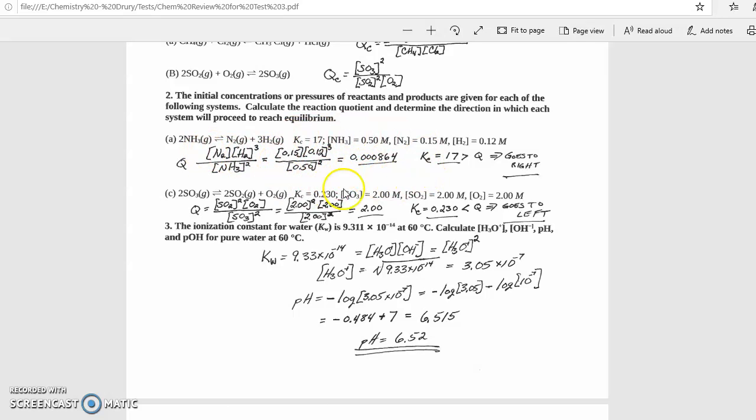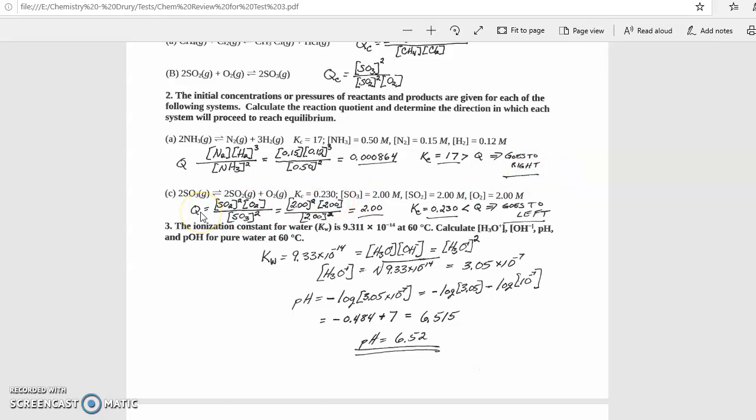The answer, when you solve all of those, this cubed times this divided by this squared, gives you 0.000864. Okay? So the Kc, the equilibrium constant for this, is 17. This number is much smaller than 17, therefore the reaction goes to the right.